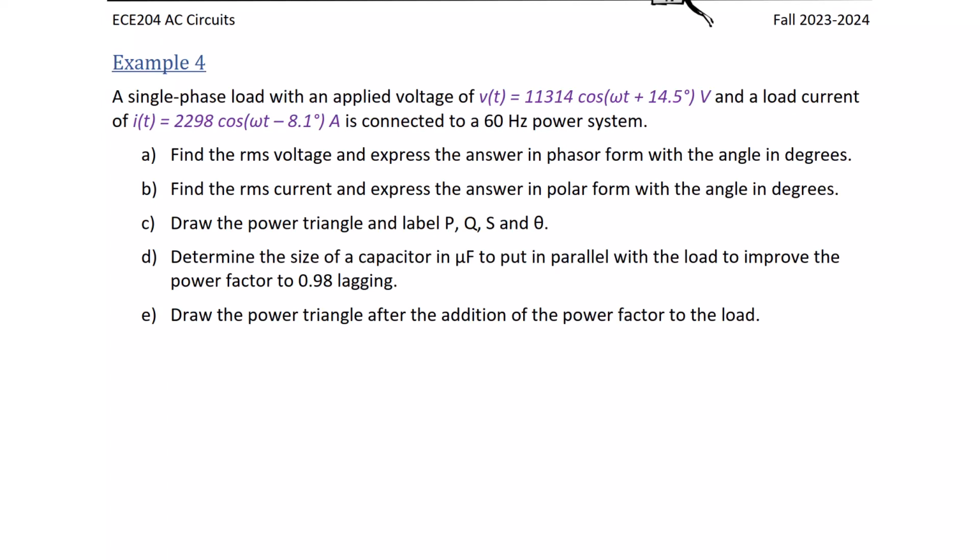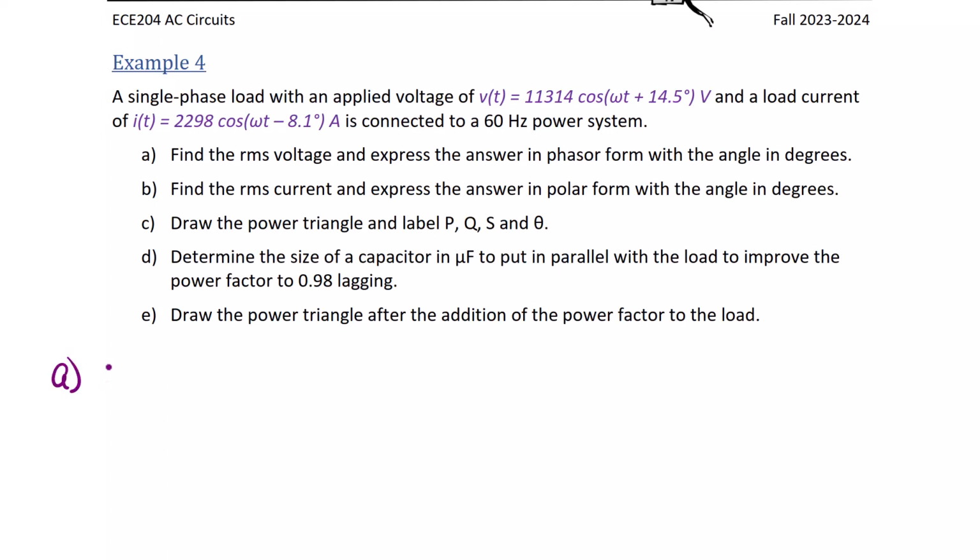So example 4: a single phase load with an applied voltage of 11,314 cosine(omega t plus 14.5 degrees) and a load current of 2298 cosine(omega t minus 8.1 degrees) is connected across a 60 Hertz power system. Find the RMS voltage and express it in phasor form with the angle in degrees. Remember, when we do our power calculations, it's a lot easier for everything to be written in RMS form.